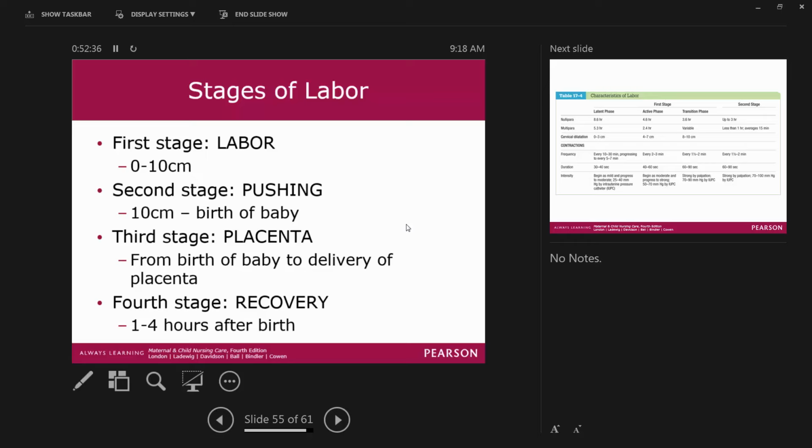Okay, stages of labor. First stage of labor is any dilation up to 10 centimeters. Okay? The second stage of labor is when she's 10 centimeters and she's pushing the baby out. It's from 10 centimeters to birth. Okay? Third stage of labor is from the birth of the baby. Now we're going to deliver the placenta. That's the third stage. The fourth stage is their recovery period, anywhere between 1 and 4 hours, typically averaging 2 to 3. Okay?